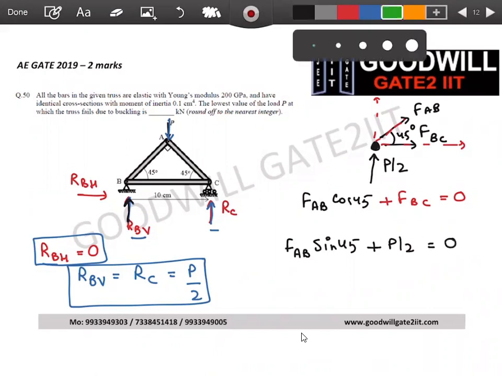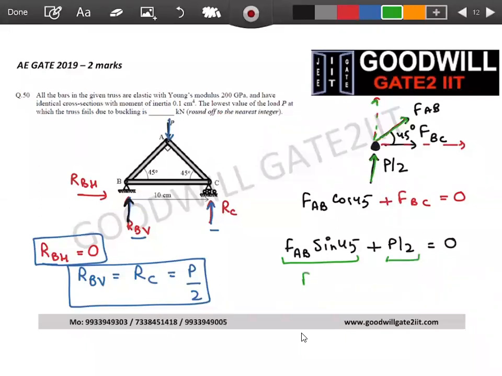This is my equilibrium equation in vertical direction. If you see, I'm talking about this. It is FAB, vertical component will be FAB sine 45, going up, so I'll say plus. This P by 2 is going up, so I'll say plus. And if you solve this, force in AB, truss member, is nothing but minus P by 2 divided by sine 45.